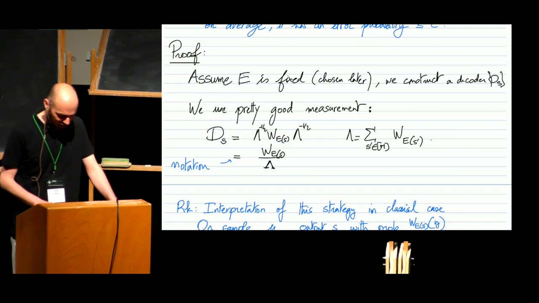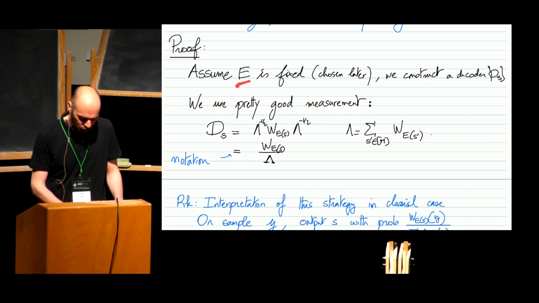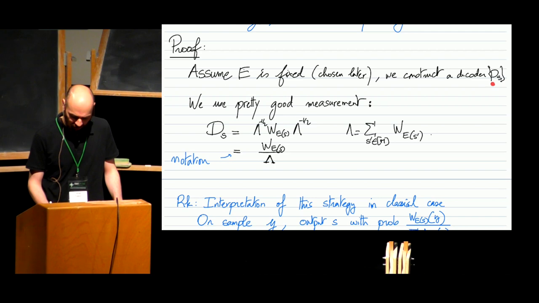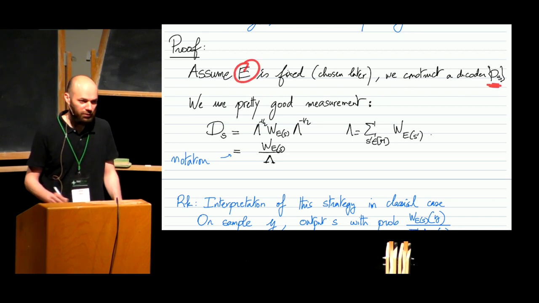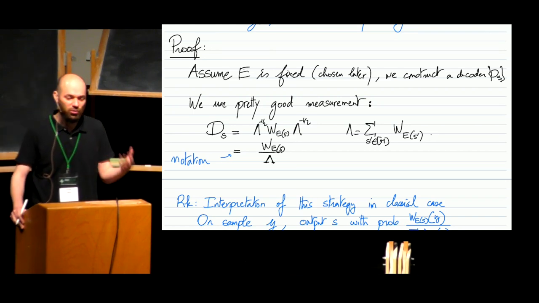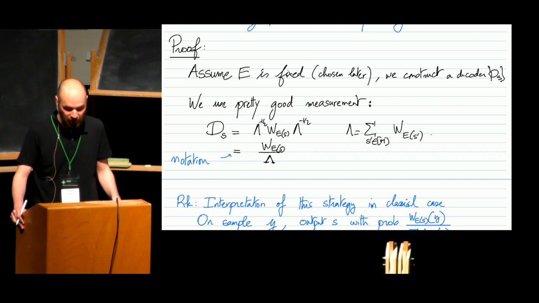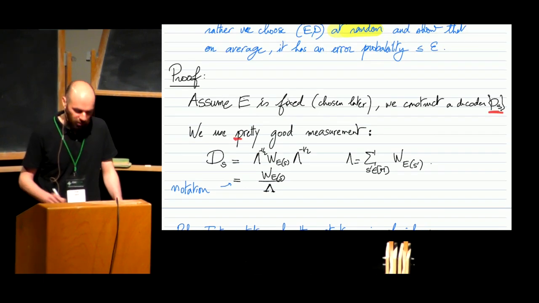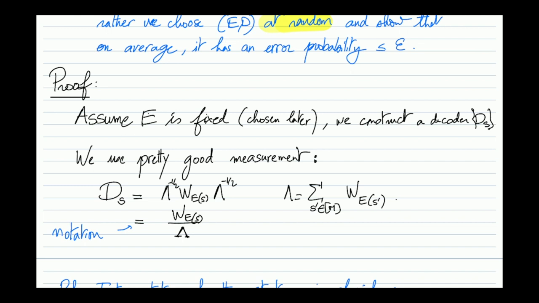For now, as I told you, E will be chosen at random later. But I will start by constructing the decoder as a function of this encoder. So suppose someone gives me this encoder, and I will give you a generic construction for a decoder. Here we'll use a well-known construction that, I think, was also used on the first day in the learning theory course: the pretty good measurement.